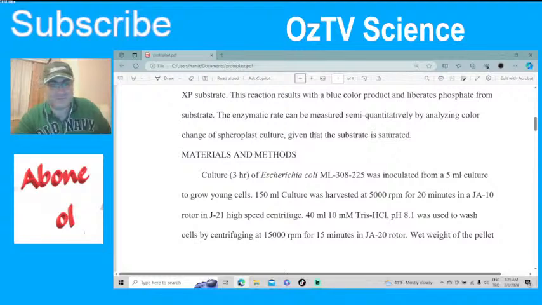So we are doing all these experiments and keeping in mind that we have to control the numbers of these cells. Like any experiment, you have to know your numbers.